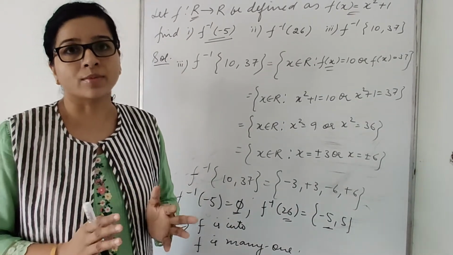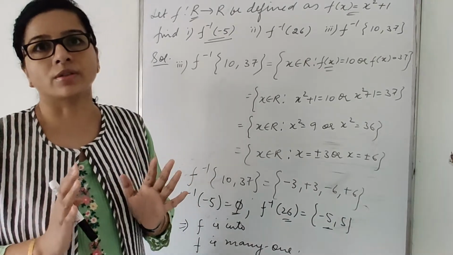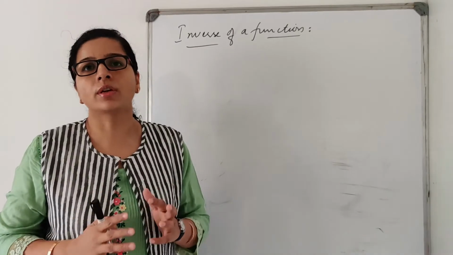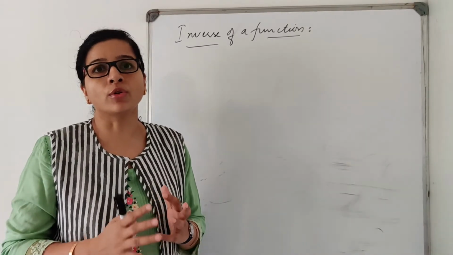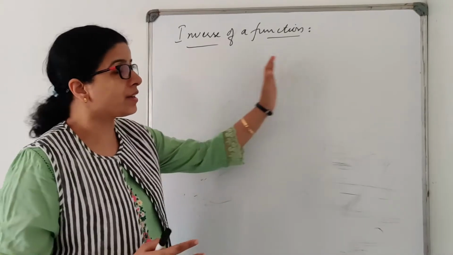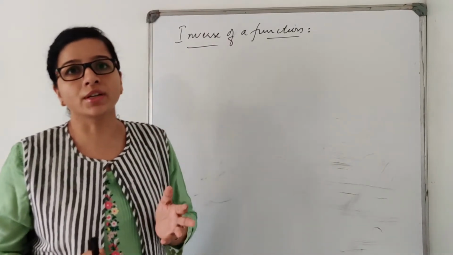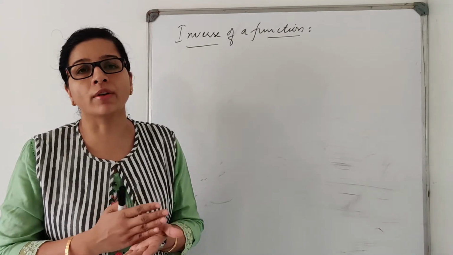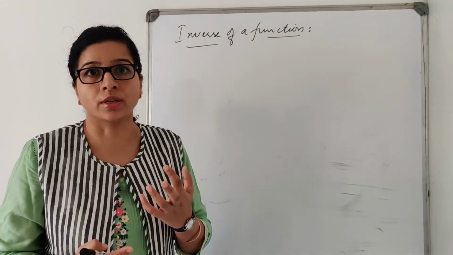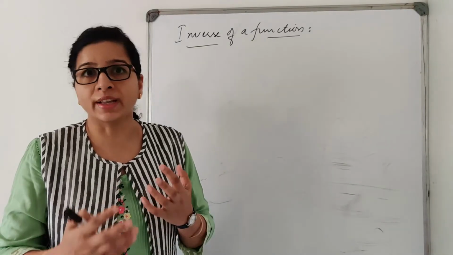Now we'll discuss the inverse of a function. Okay. So just now we discussed the inverse of an element. Now if I want to find the inverse of a function as a whole, there are certain conditions. What are those conditions? My function should be one-one and onto, then only I can find the inverse of the whole function, which will be applicable to all the elements.